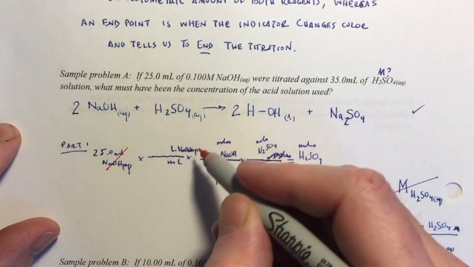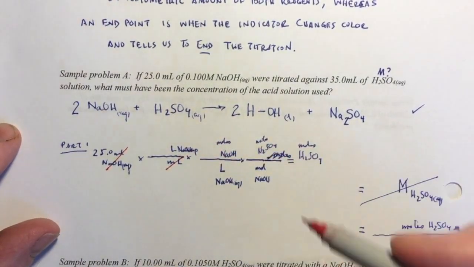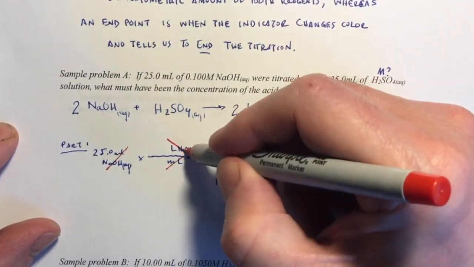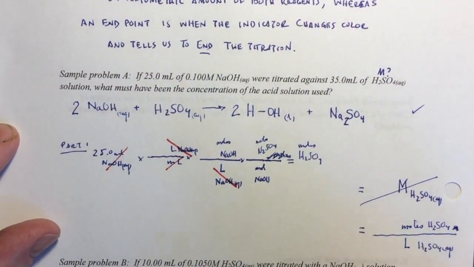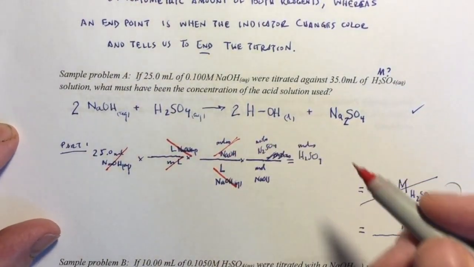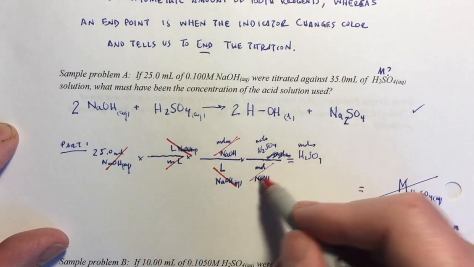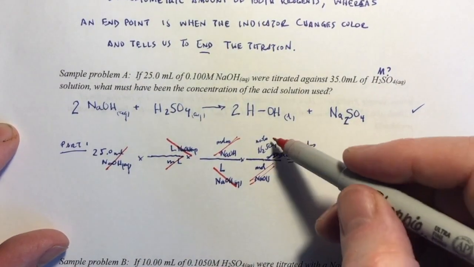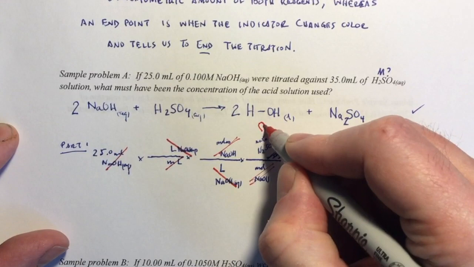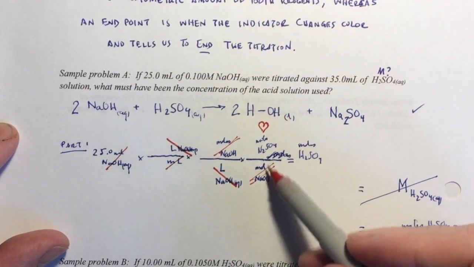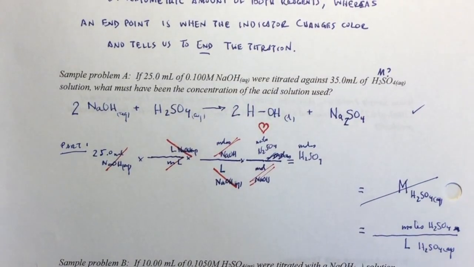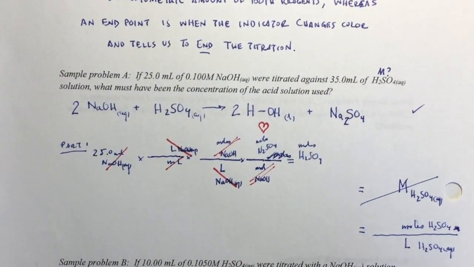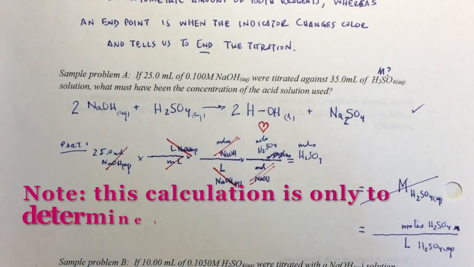When I cancel these out, you can see how they cancel. Milliliters of the base solution cancels out with milliliters of the base solution. Liters of the base solution cancels out with liters of the base solution. Moles of the base solution cancels out with moles of the base solution. Here's the heart of the stoichiometry right here, my mole to mole conversion, and it gives me moles of H2SO4 at the end. So let's go ahead and plug in the numbers here.